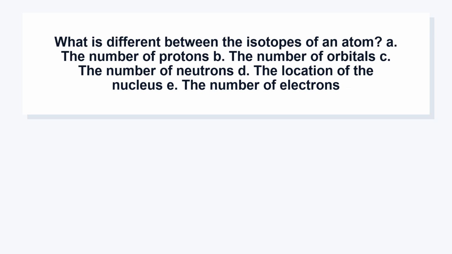A. The number of protons. B. The number of orbitals. C. The number of neutrons. D. The location of the nucleus. E. The number of electrons.